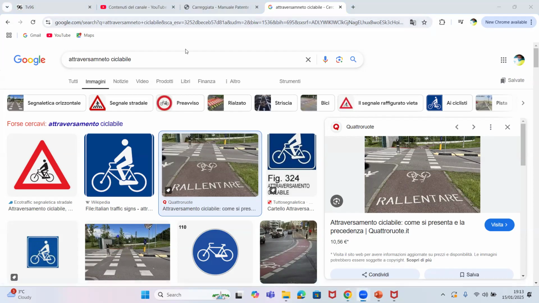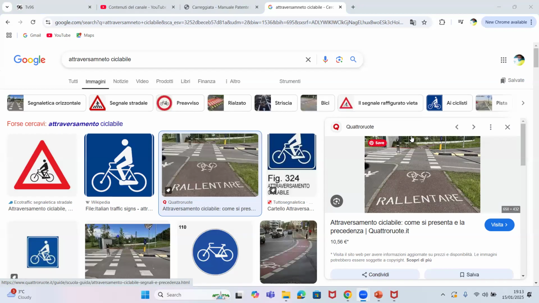Please. The use of attraversamento ciclabile is to allow the bicycle people to cross the road. And that guy too dey inside Carreggiata. Is it clear now? Please, guys, watch. Don't mistake attraversamento ciclabile with pista ciclabile.